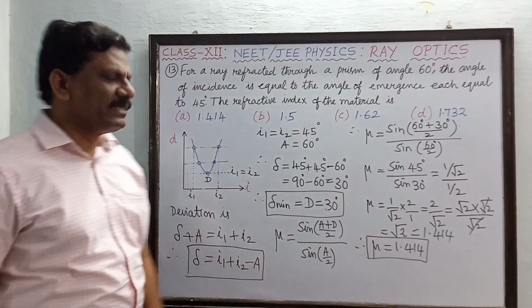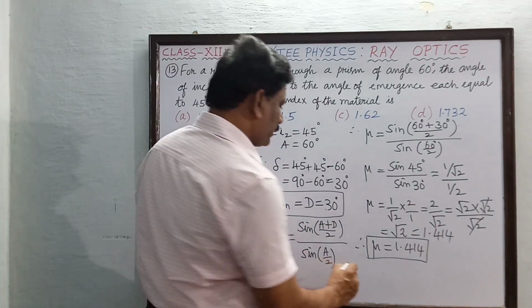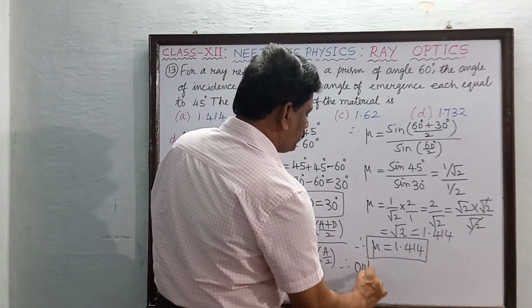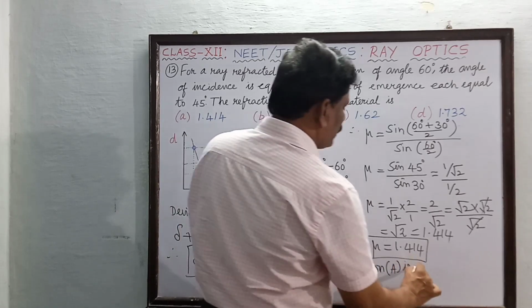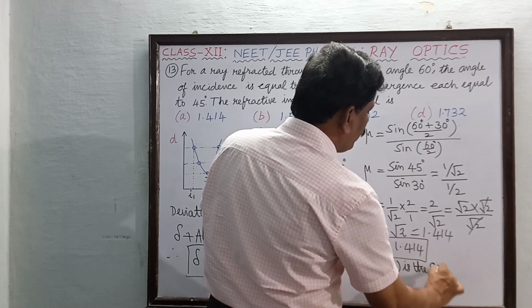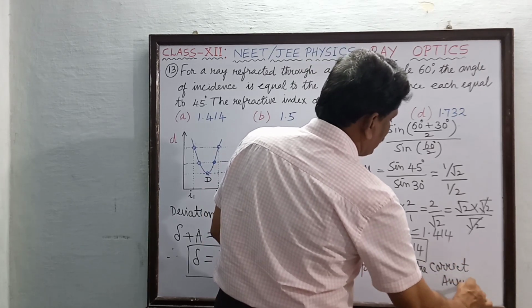This is the refractive index of the material. So option A is the right answer. Option A, that is mu is equal to 1.414, is the correct answer.